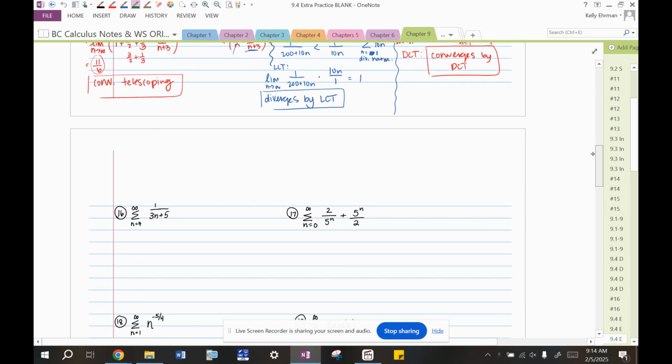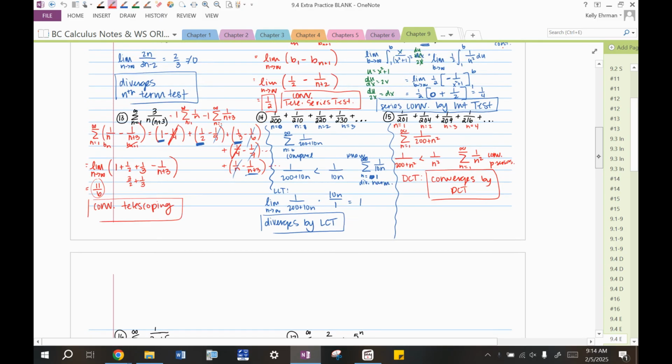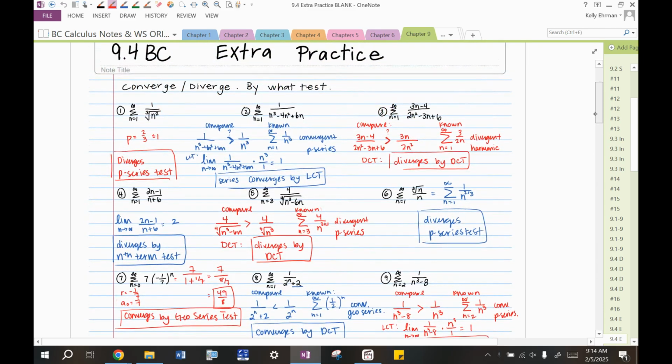All right, so let's do the back of this worksheet. This is the 9.4 extra practice worksheet. Continuing on, the directions were just converge or diverge and by what test.